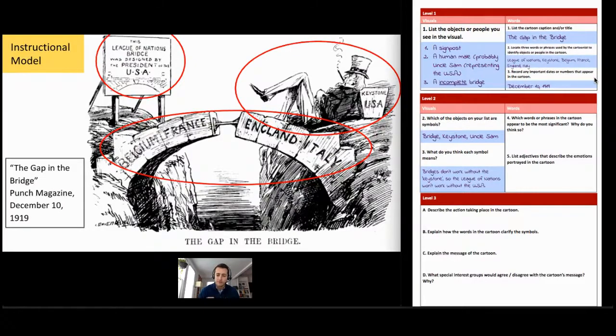Why do you think so? Well, again, I think it's the keystone, because that's the part of the bridge that needs to be there in order for it to work. And so it's showing that the US is the key to making the League of Nations work.